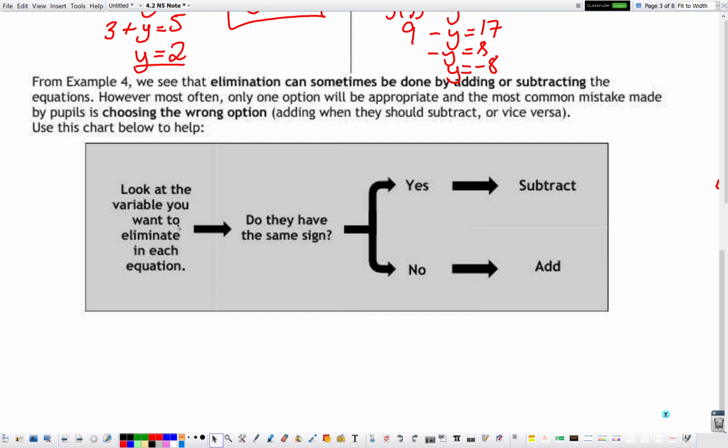So look at that variable that you want to eliminate in each equation. Do they have the same sign? Are they both minus? Are they both plus? If they have the same sign, then you subtract them to eliminate it. So that's like x and x, you would subtract plus x minus x, that gives you 0. Or minus x, if you subtract them, you get the double negative, and that gives you 0. So if they have the same sign, subtract them. If they have a different sign, add them. And copy that flowchart in, and that should help you make that correct decision to start off these simultaneous equations correctly.